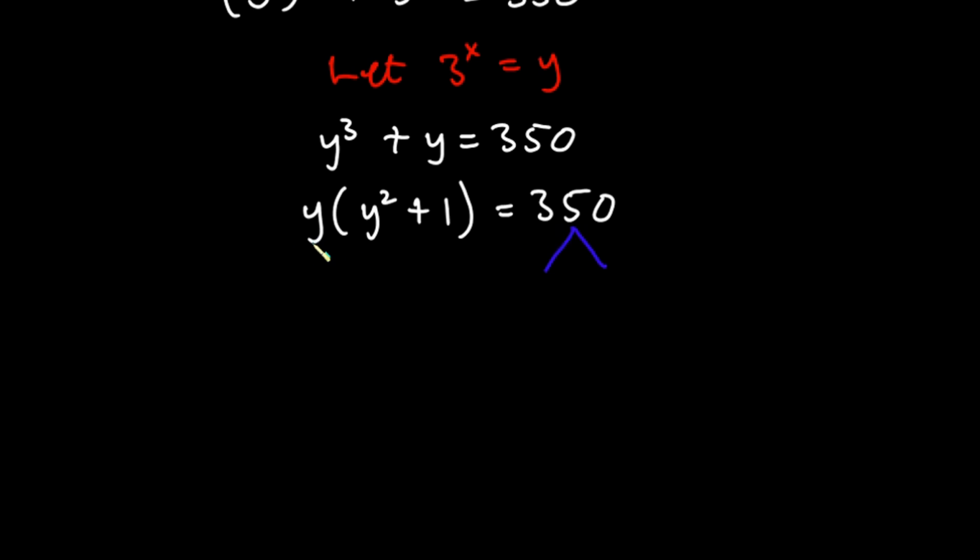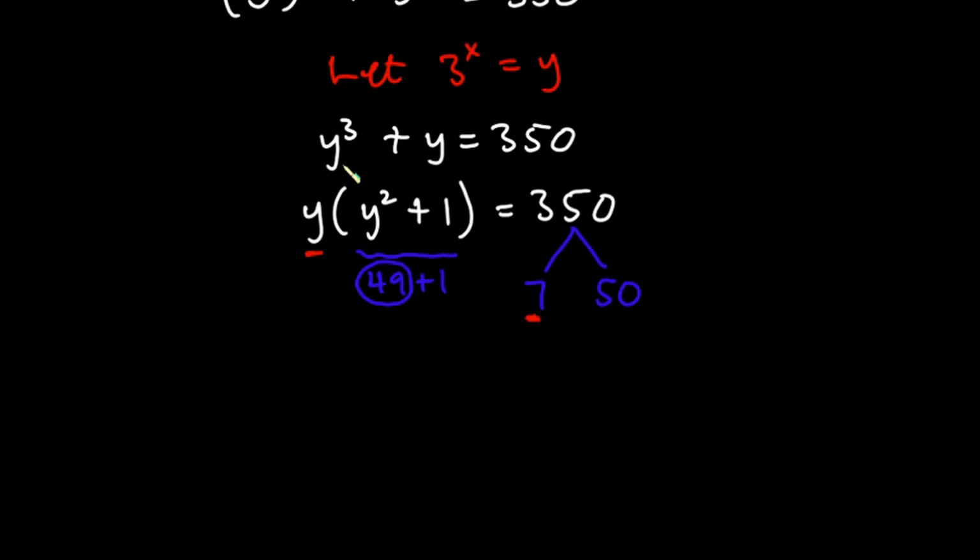Now let's pay attention to this side. If we assume that y is equal to 7, then from here we're going to have 49 plus 1, of which this 49 is a perfect square plus 1. So it means that the factors are 7 and then 50. This 50 is made up of a perfect square plus 1, which is 49 plus 1. So from this idea, we can say that y is equal to 7.